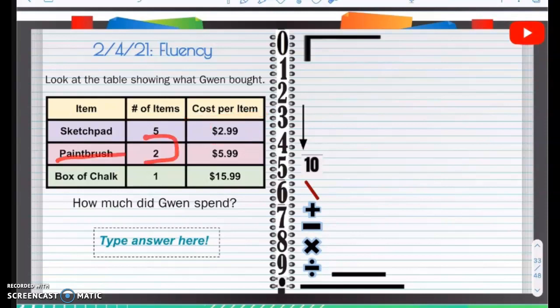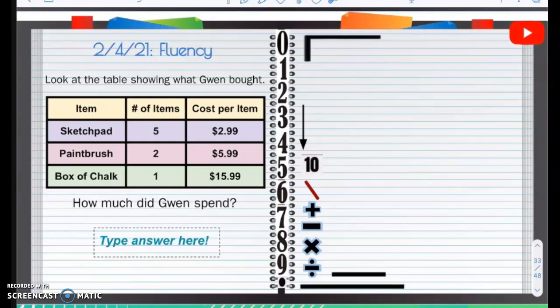Paintbrush, she bought 2 of them. They each were $5.99. Box of chalk, she only bought 1 box. And that was $15.99. So how much did Gwen spend? So we're going to take a look at how much she spent.